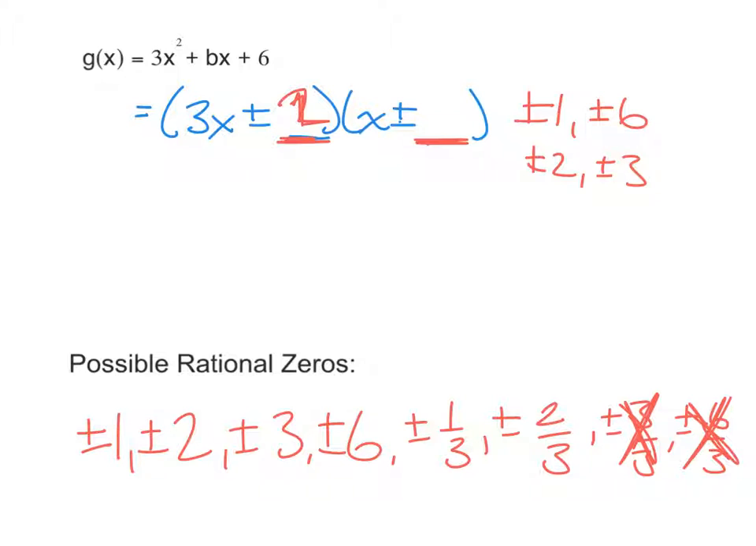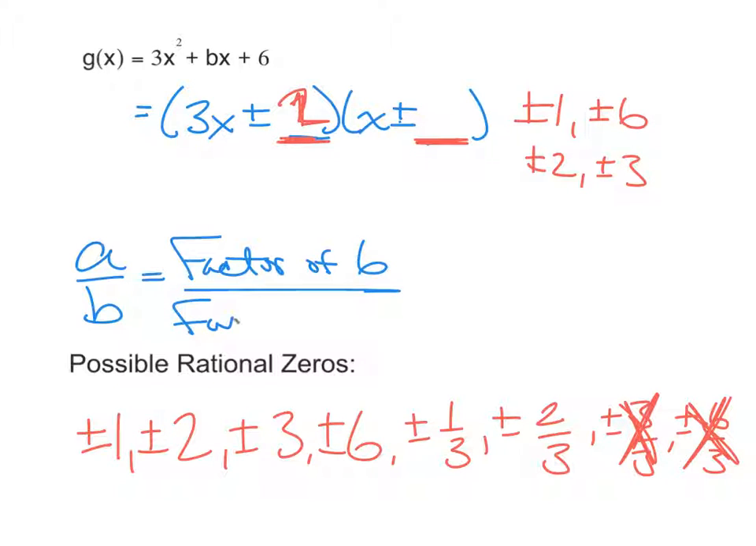And so we can see that our possibilities for our rational zeros are going to be these kind of fractions where we have a over b, all right? Where a is going to be a factor of 6 and b is a factor of 3. And that's kind of the big idea that we want to identify first, is to be able to identify what our possibilities are going to be.